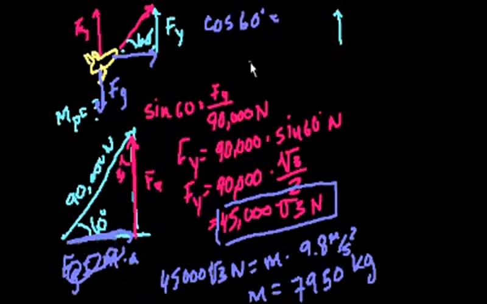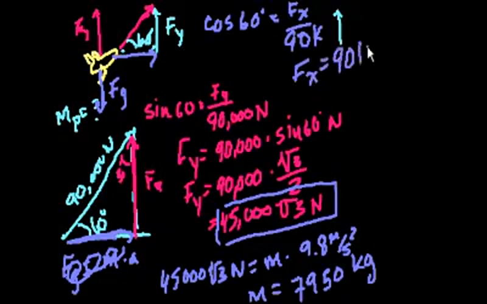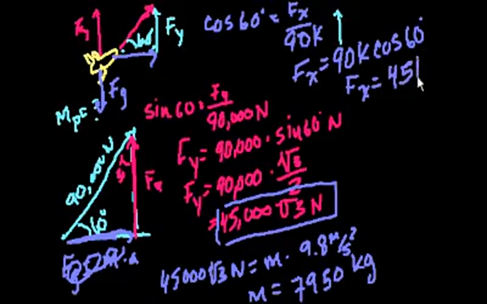This is the force in the x direction, right? The force in the x direction over the hypotenuse, which is kind of the total force, or this magnitude right here, over 90k. Let me just write 90k for simplicity. So the force in the x direction is equal to 90k cosine of 60 degrees. Cosine of 60 degrees, if you got your calculator, is 1/2. So the force in the x direction is going to equal 45,000 newtons, k for 1,000.